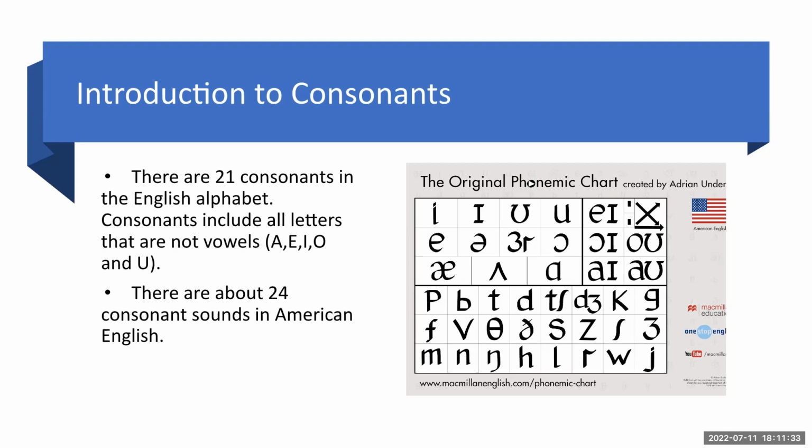So in the English language, you guys can see the presentation, right? Yes. Okay. In the English language, there are 21 consonants, and these are all the letters, but they don't include the vowels. So all the letters except A, E, I, O, and U, okay? But there are 24 consonant sounds. So even though there are 21 consonant letters, there are 24 sounds, okay? So some letters get multiple sounds. Cool? All right.